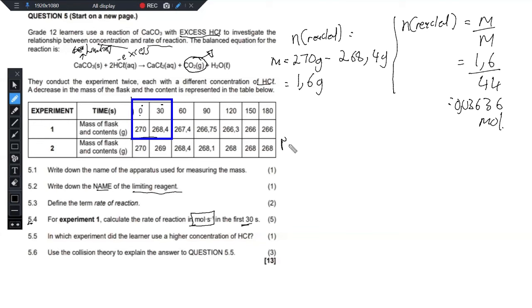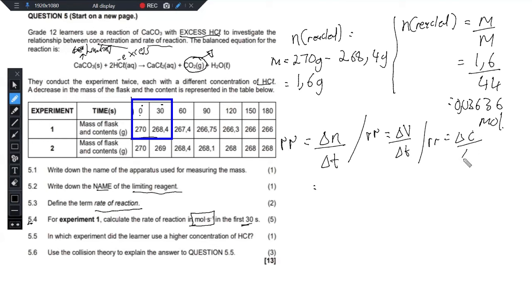Now reaction rate, we know our formula RR is equal to change in the number of moles over the change in time. Remember, as much as when we define here, we say rate of reaction is the rate of change of concentration of reactant or product, it is not always that we have to use concentration. If we have to calculate in terms of our number of moles, then we can say change in number of moles. If we have to calculate in terms of volume, we will say change in volume. So there are various formulas for rate of reaction. You can also have rate of reaction is change in V over delta T, or rate of reaction is change in concentration over delta T.